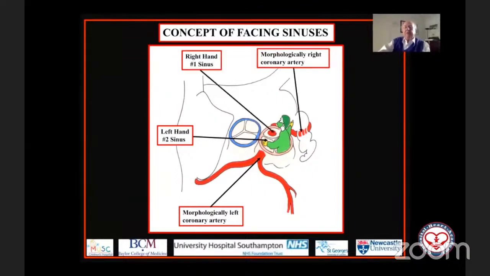The other sinus, which is to our right hand, number 1, will be giving rise to the morphologically right coronary artery. And Diane now will illustrate to you this disposition and explain how we recognize right-handed, left-handed sinuses in the setting of congenitally corrected transposition.